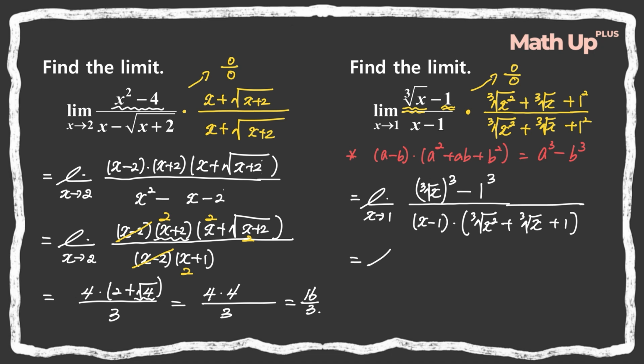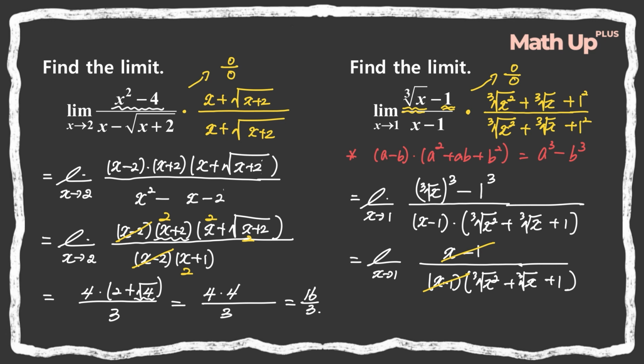So this is equal to the limit as x approaches 1. This is just x minus 1, and we have x minus 1 times (cube root of x squared plus cube root of x plus 1), right? This factor x minus 1 cancels out.